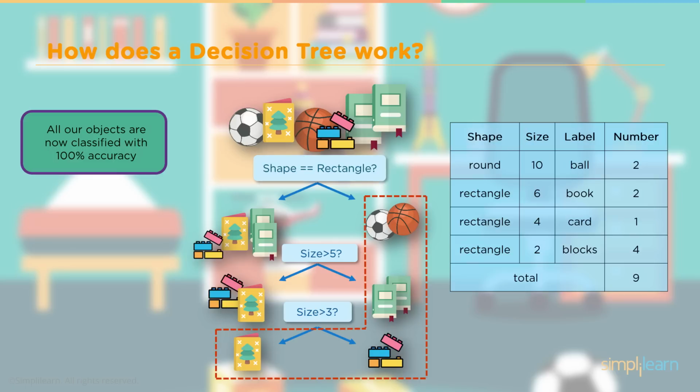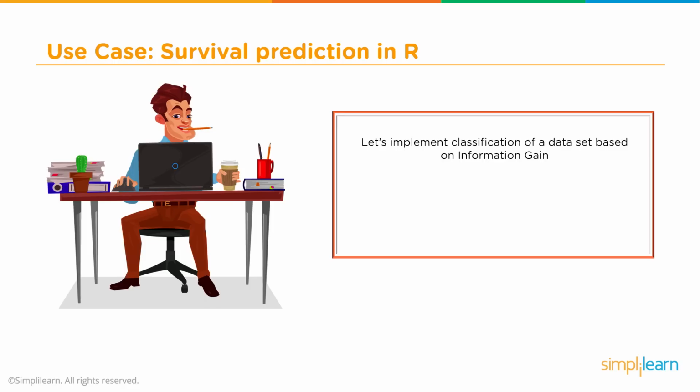And you can see we have a nice drawing that shows you where all the leaf nodes are, in which case we have the balls, the books, the blocks, and the cards as part of the leaf nodes. And the root node is our first split, when we have all the objects and we're splitting them by shape. So we're going to dive into the use case.